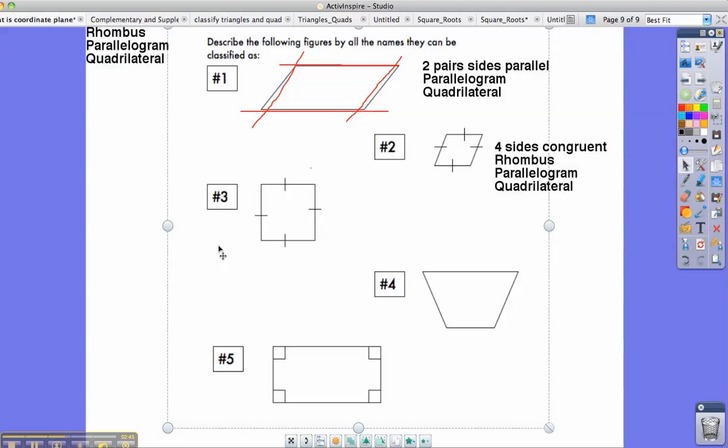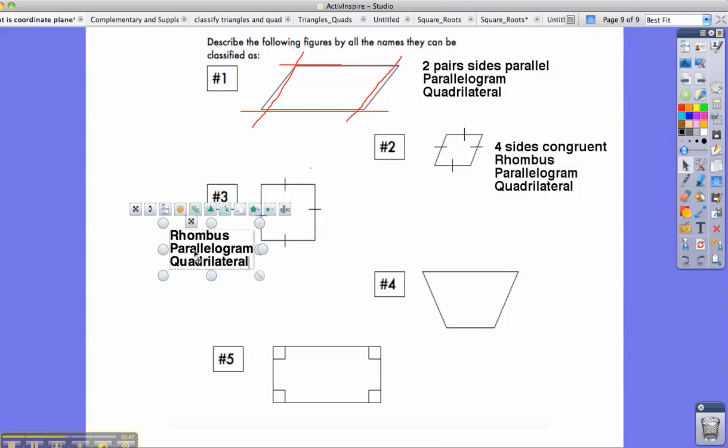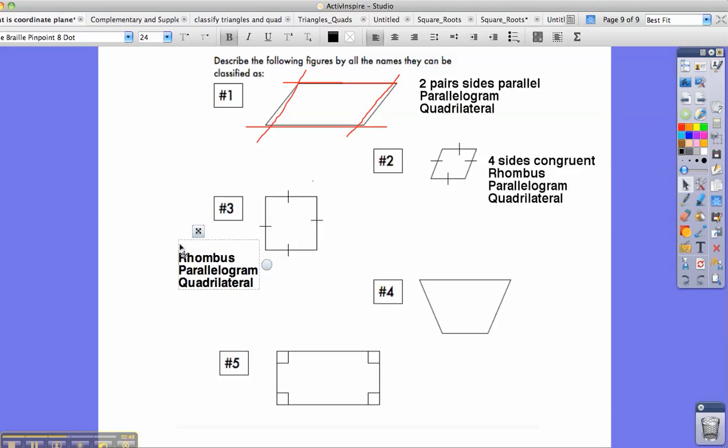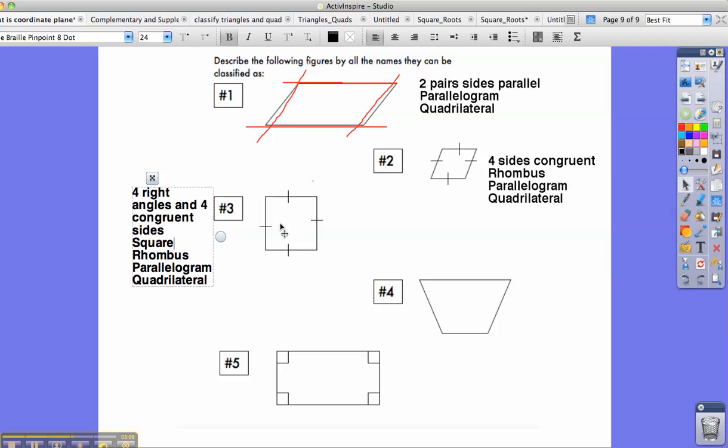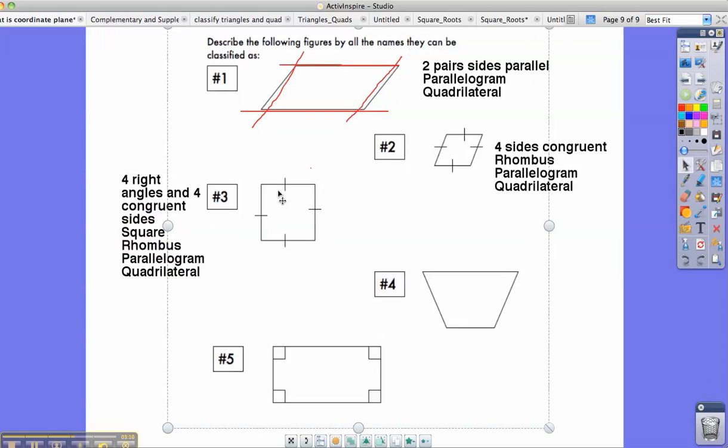But we can also have a special name for this one because we have 4 right angles and 4 congruent sides. So this is also called a square, which is a name you already know. So if I asked you, is a square always a type of rhombus, that would be true, because a square has to be a rhombus in order to be a square. If you notice, it has to have those 4 congruent sides.